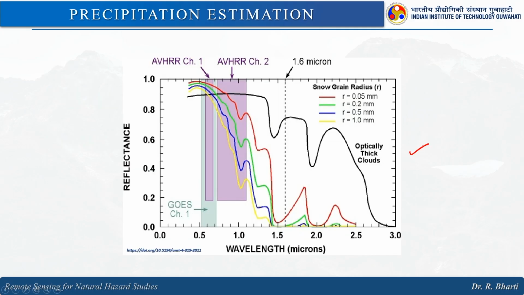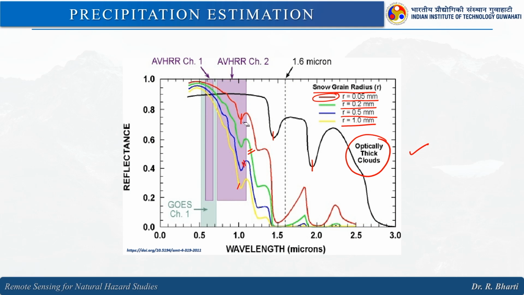In this particular spectra, you can see different types of snow grain radius are plotted. So, here if it is 0.005, this color is indicating it, right. Blue is 0.5 mm. Here you can see this is 0.5, 1 mm, that is here in the yellow color, and green is 0.2. And here this is optically thick clouds. So, you can see how these absorption features are coming in different grain sizes.